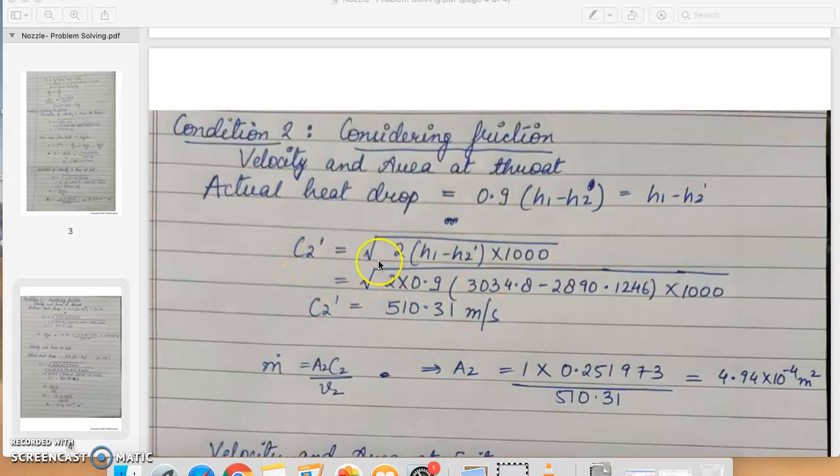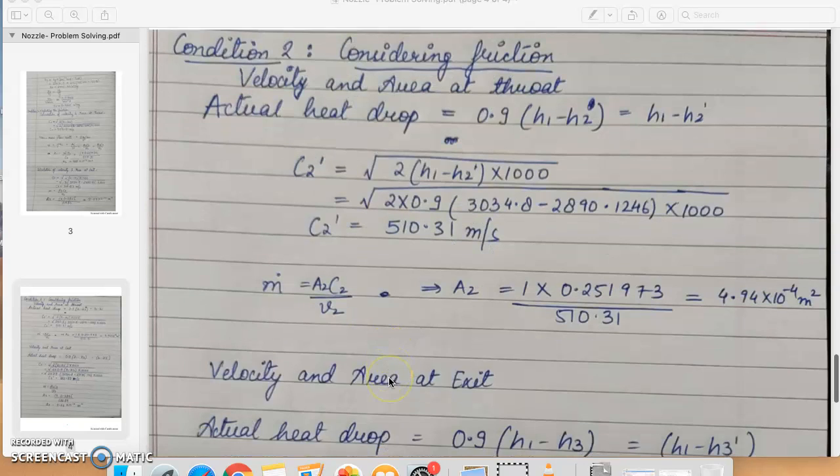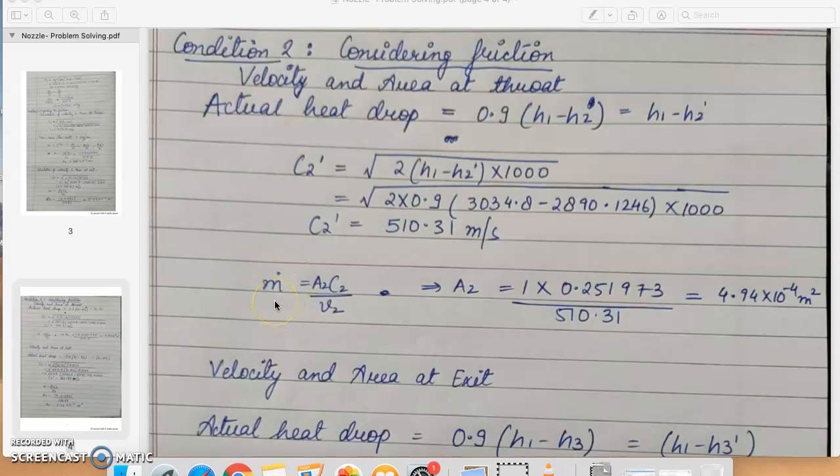So C2 dash will be equal to, this is the modified formula for C2 dash, which will be the actual velocity while considering the friction. So it will be the square root of 2 into (H1 minus H2 dash) into 1000, where H1 minus H2 dash is equal to 0.9 into (H1 minus H2). So this is just put as H1 minus H2 only, multiplied by 0.9 to account for the friction, and we get C2 dash is equal to 510.31. Now for obtaining A2, that means the area at exit while considering friction, we will be using the same formula, and this formula gives A2 is equal to this one. This is with C2 dash, not with C2.